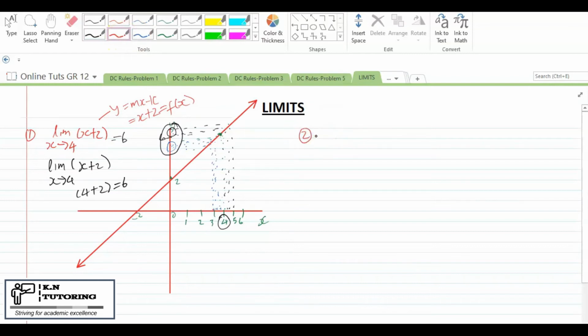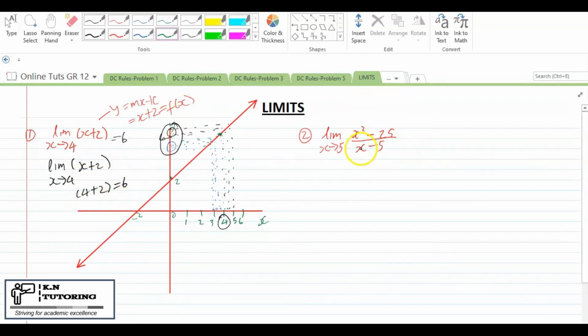This one I will not explain using a graph. I will just do it mathematically. So we have the limit of x squared minus 25 divided by x minus 5, and this approaches 5. You will agree, grade 12s, that from the previous equation you saw that I can substitute the value of 4 there and get an answer of 6.